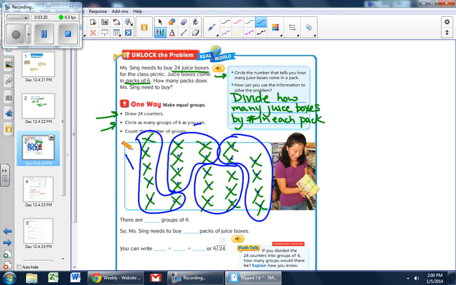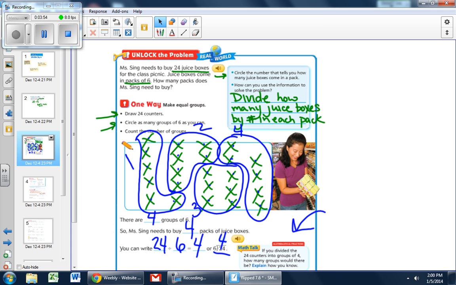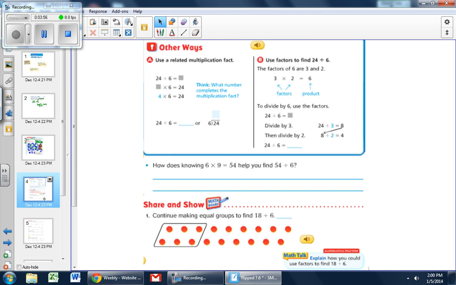Then we need to count our groups. So how many groups did we make? We made 4 groups of 6. So Ms. Singh needs to buy 4 packs of juice. So you can write 24 divided by 6 equals 4. Using the division bar, 24 divided by 6 still equals 4. Okay, when you go through these videos, make sure that you really understand those math talks, because they are asking you to explain them.